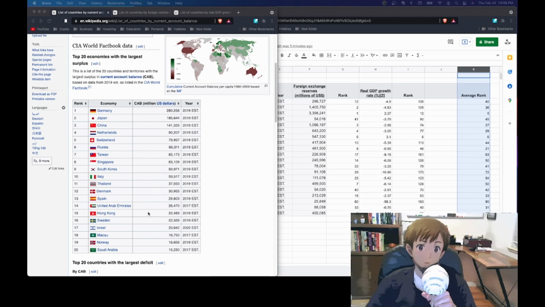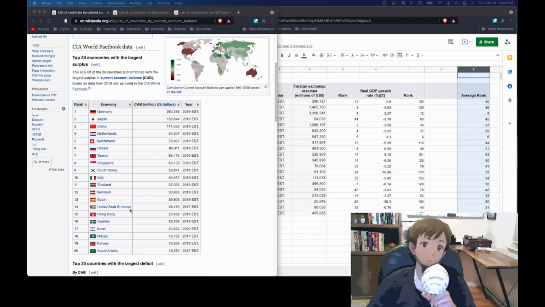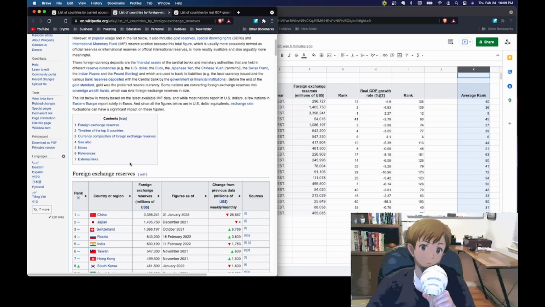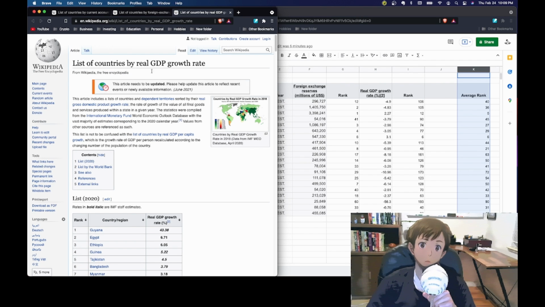at today. Keep in mind that there are some pretty interesting countries that don't show up on this list that might also be worth a look, such as India. But for this specific video, we're just going to be looking at these 20 countries, and we're going to be comparing them with their ranks in trade surplus, foreign exchange reserves, and real GDP growth rate.